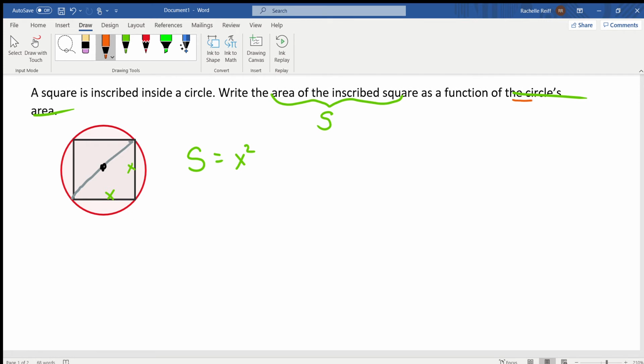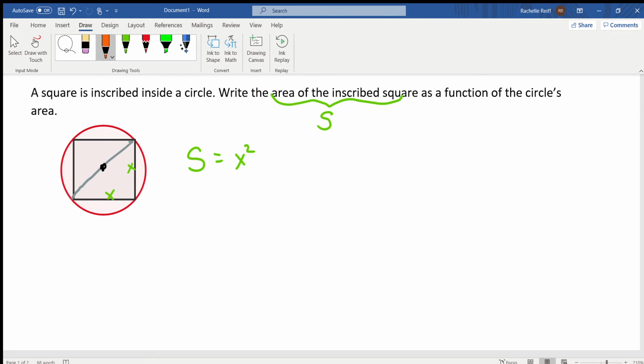But is that a function? Is that a function of the circle's area? Have I plugged in the circle's area into this? Or do I see that as a variable? No, I only see x as a variable, so I'm not really done. So before we focus on combining the functions, I know this sounds weird, just hang with me.